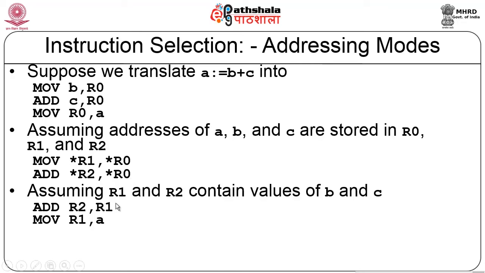Now here, if r1 and r2 contain the values of b and c, here the addresses are stored in these registers, so I use the star, which is an indirect register operand. Supposing r1 and r2 contain the values of b and c, here I will do what? Add r2 comma r1 and move r1 comma a. So I can simply add directly using the two registers. Now this will be much cheaper. The first instruction costs only 1 unit, the second will cost you 2 units. So 1 plus 2 is going to be 3 units. So depending upon the addressing mode also, you can select your instruction.